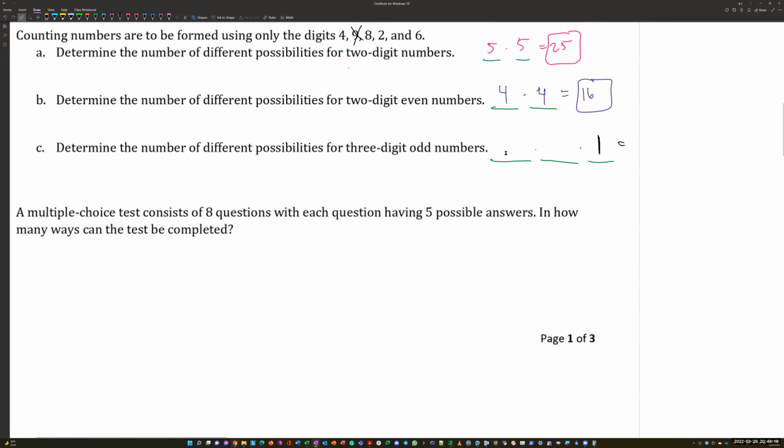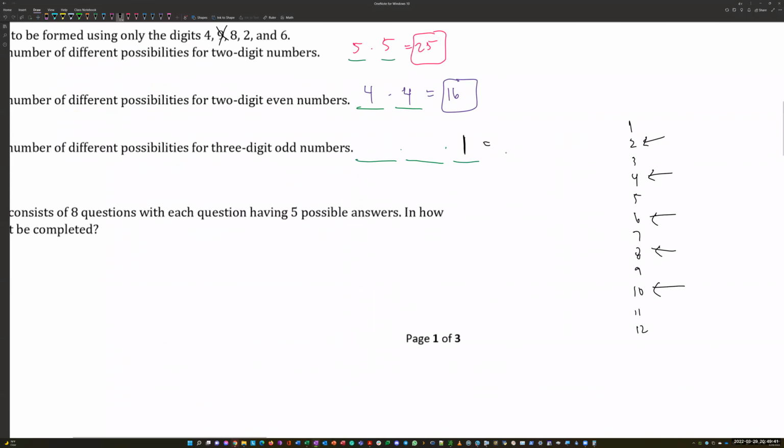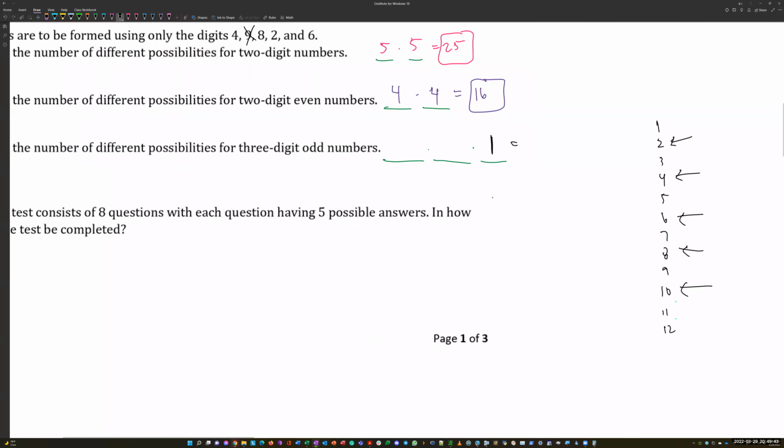For odd numbers, you don't have a choice. No. Be careful. When you think of 1, 2, 3, 4, 5, 6, 7, 8, 9, 10, 11, 12, every one of them is odd except for the ones that are even. So evens have to end with 2, 4, 6, 8, and 0, right? So we're saying the last one has to be a 9. Fine. The last one has to be a 9. These two could be anything.